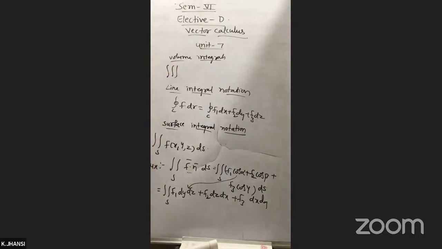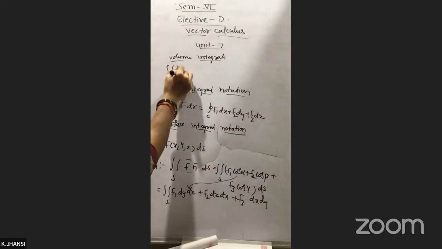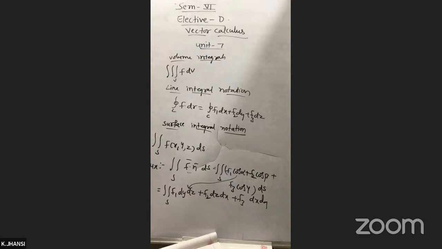So triple integration will be there, V f into dv. So this concept we also use for the Gauss divergence theorem. That is, whatever the surface integral is, f dot n ds is equal to the triple integration of divergence f into dv. So through this notation, we can solve the problems for the volume integrals.